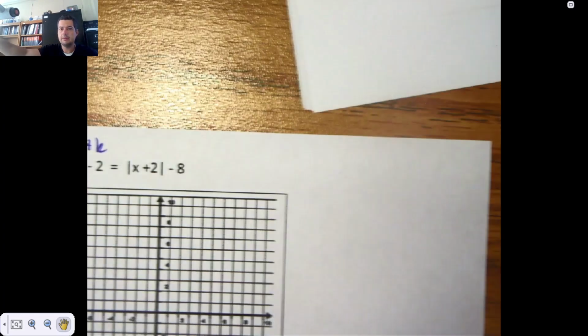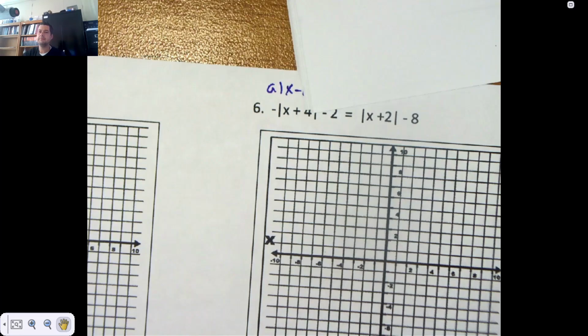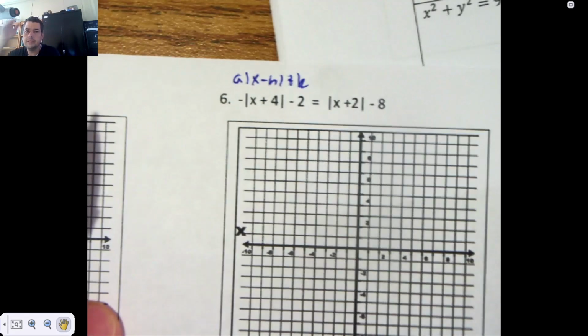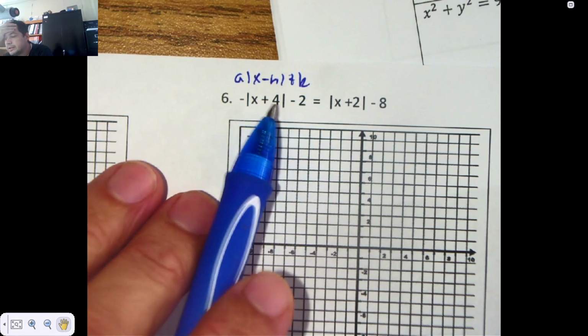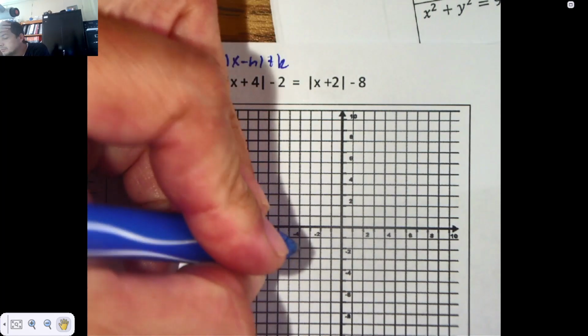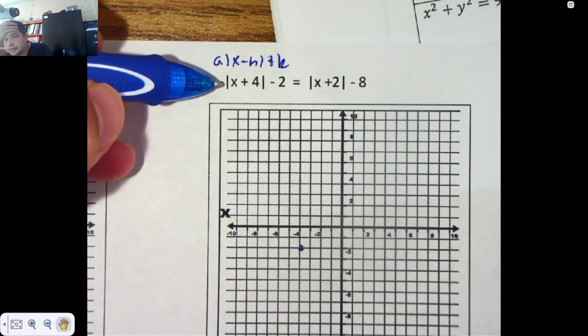So this guy is, what just happened? Lost you for a second. There we go. This guy has been shifted left 4 down 2. And it falls 1 and runs 1.